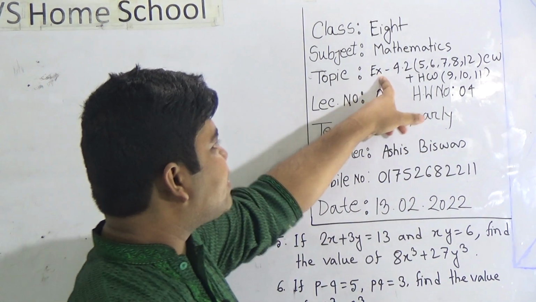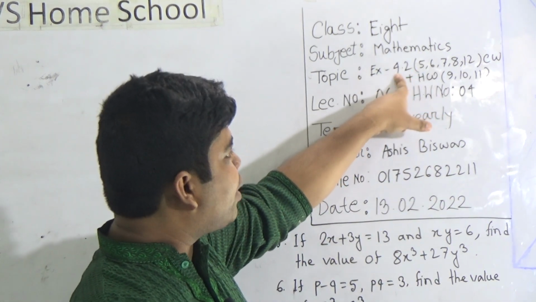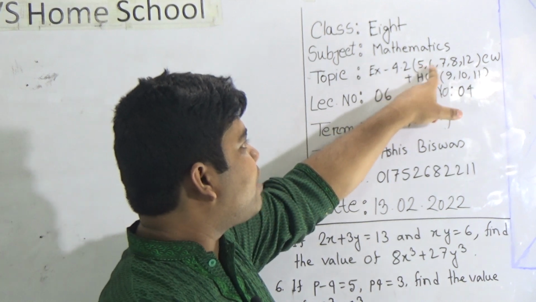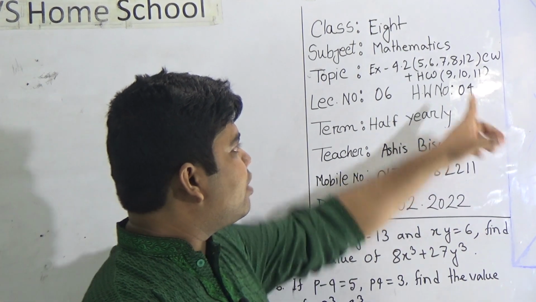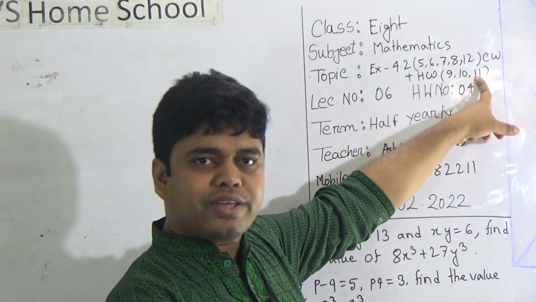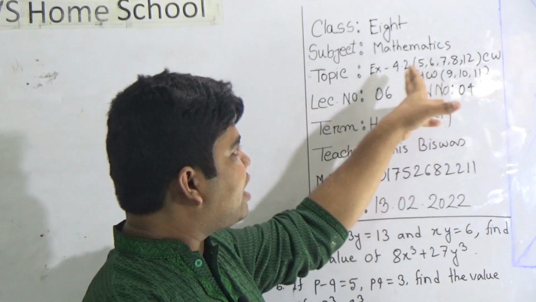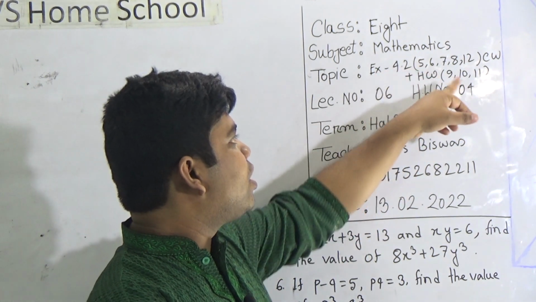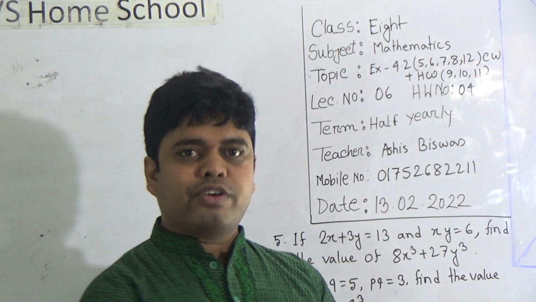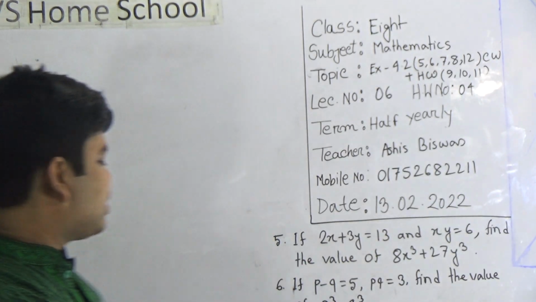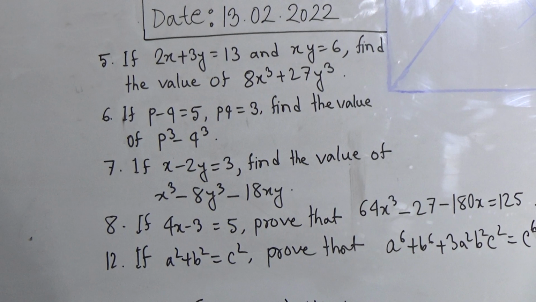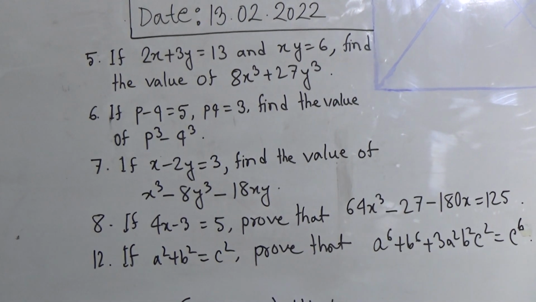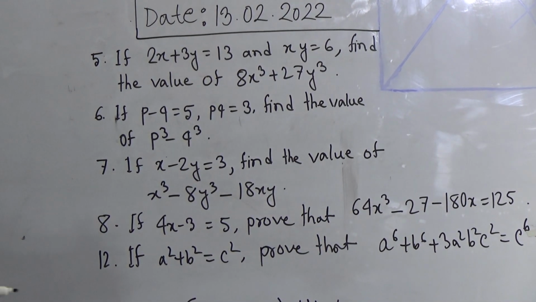Today's topic is exercise 4.2. From exercise 4.2 we shall solve question numbers 5, 6, 7, 8 and 12 as your CW, and question numbers 9, 10 and 11 will be your SW. Repeat, from the same chapter, exercise 4.2, question numbers 9, 10 and 11 will be your SW. We shall solve questions 5, 6, 7, 8 and 12 from page number 62 of your maths book. I have already written the questions on the board.